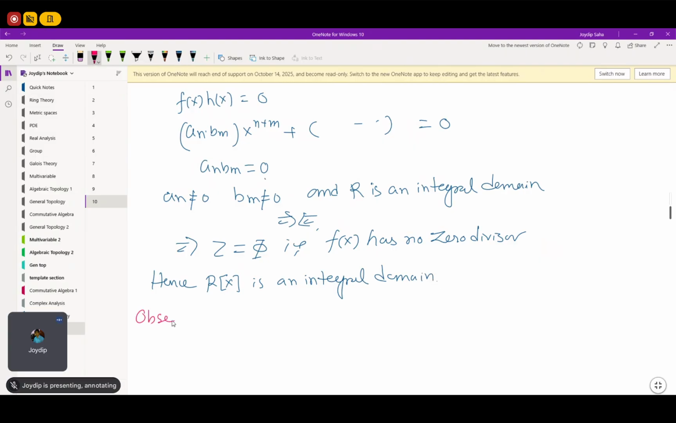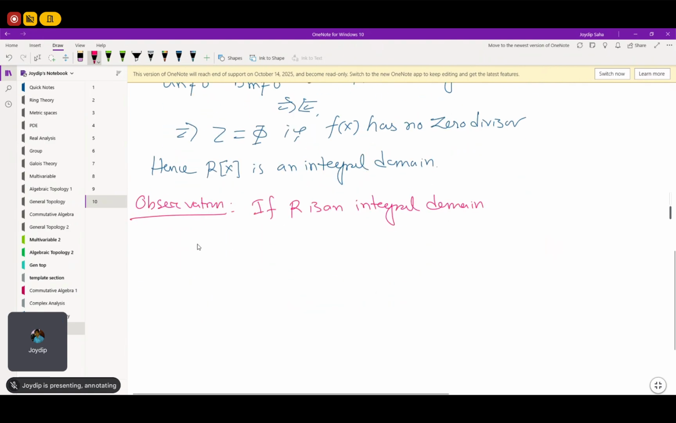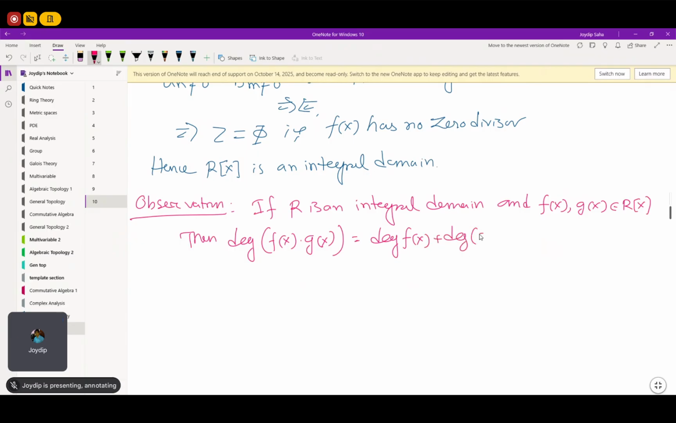Note this observation: if R is an integral domain and f(x), g(x) belong to R[x], then the degree of f(x)g(x) equals the degree of f(x) plus the degree of g(x). Check. Okay.